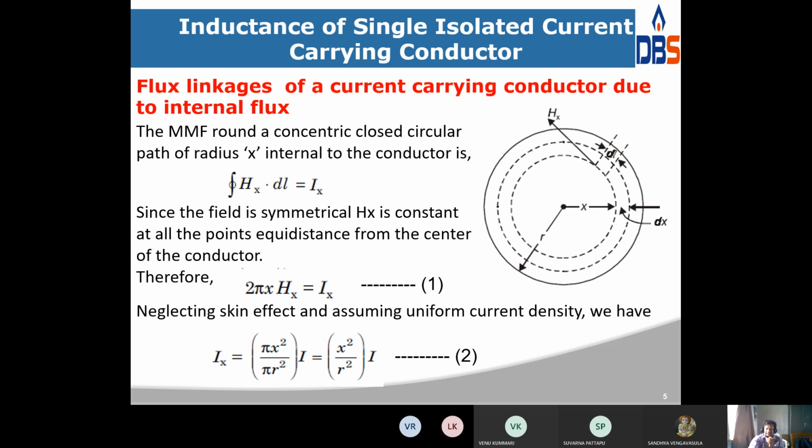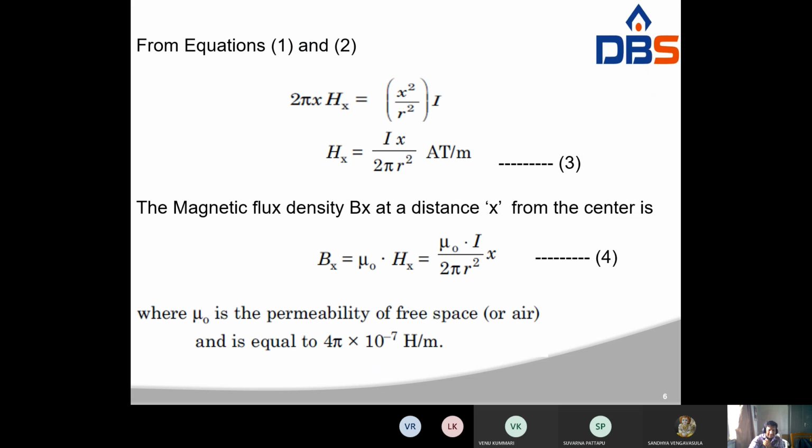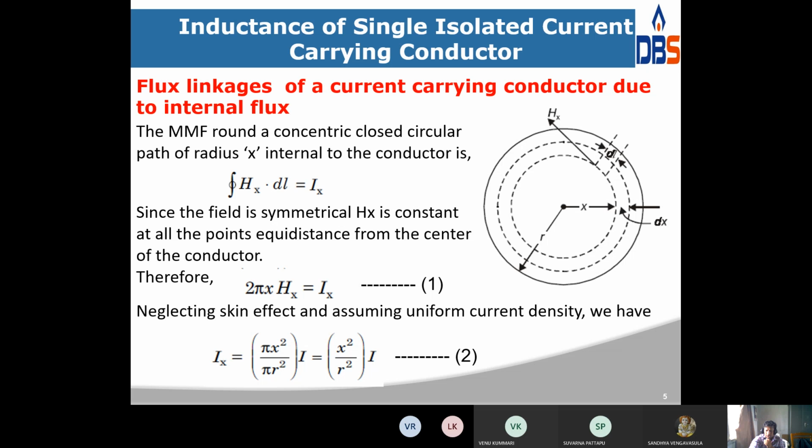Suppose I am assuming uniform current density, so the total current is uniformly distributed through the conductor, that is, x equal to r. Some internal flux will be there and some external flux, where x is different and r is different. Ix is equal to pi x square by pi r square into I. Pi r square is the area of the whole circle, and pi x square is the internal area. So Ix is equal to x square by r square into I, taken as equation 2, right?